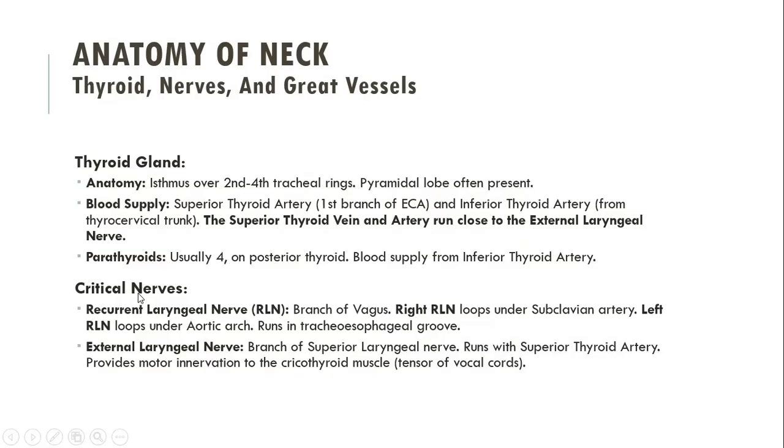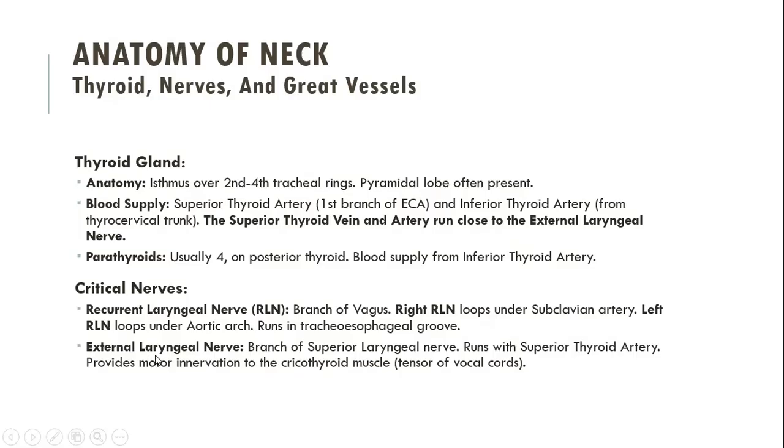Critical nerves situated in the neck include the recurrent laryngeal nerve, which is a branch of the vagus. The right recurrent laryngeal nerve loops under the subclavian artery, and the left recurrent laryngeal nerve loops under the aortic arch. It runs in the tracheoesophageal groove. This is an important phenomenon you have to understand, because the right recurrent nerve is under the subclavian artery, so whenever you injure the subclavian artery, you will injure the right recurrent nerve, and whenever you injure the aortic arch, the left recurrent nerve will be injured.